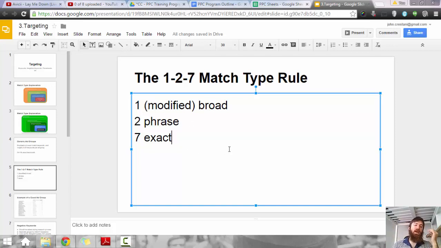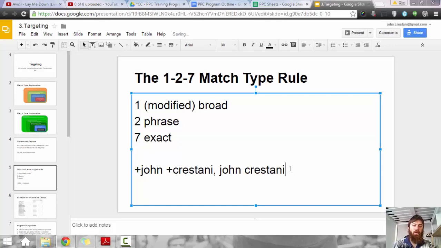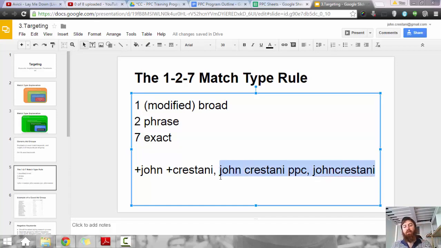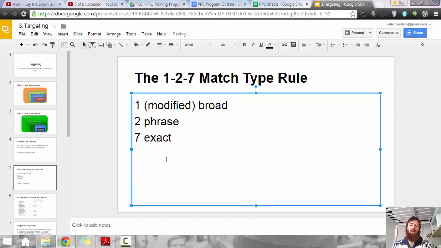So for instance, if my root keyword was John Crestani, then I would have this be a modified broad, and then after that I would have John Crestani PPC, John, maybe John Crestani, one word, etc. And then from there, I'd continue on and create more long tail searches from there, if that makes any sense. If I was bidding on my name.